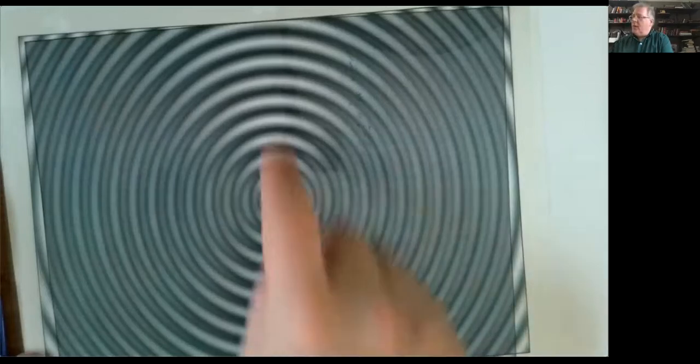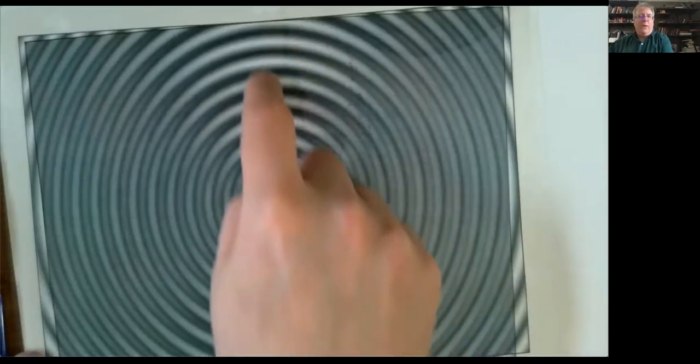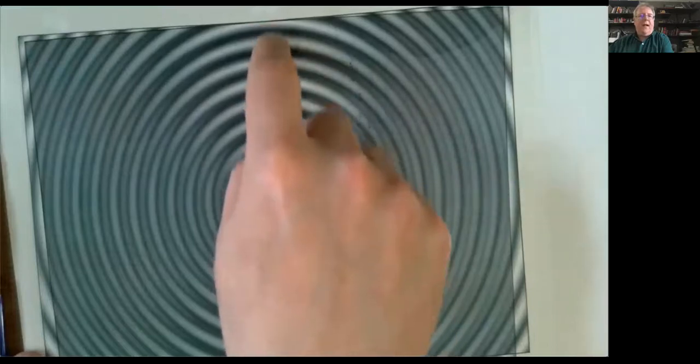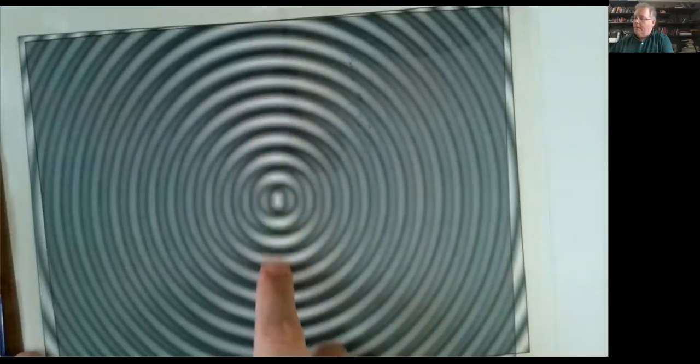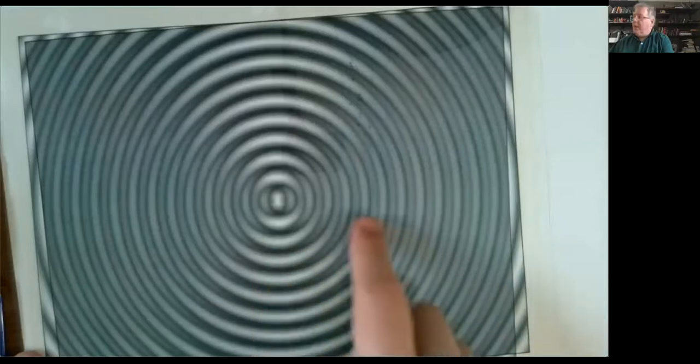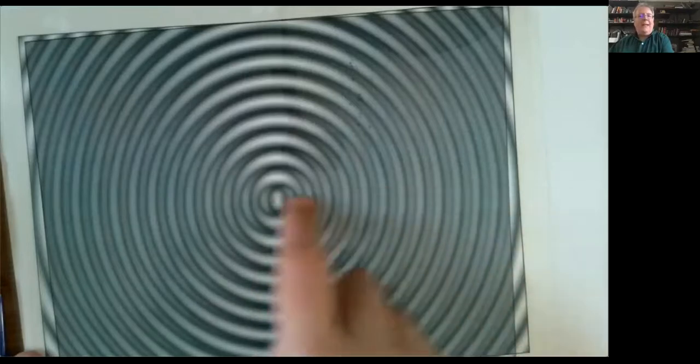So one thing you see is that here you see very, very defined light and dark regions. But here, the light and dark regions are canceling out.